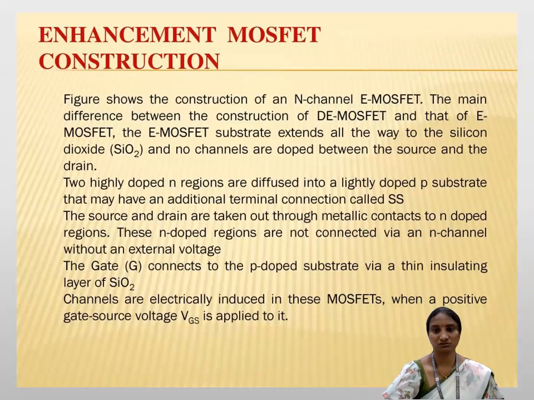So coming to the construction, how the enhancement mode MOSFET can be constructed. Two highly doped N regions are diffused into a lightly doped P-type substrate. The source and drain regions are taken out through small metallic contacts to the N-doped regions. These N-doped regions are not connected via an N-channel without any external voltage. The gate terminal is connected to the P-doped substrate through a thin insulating layer of silicon dioxide. And the channel is electrically induced in the MOSFET when a positive gate-source voltage, VGS, is applied to it.